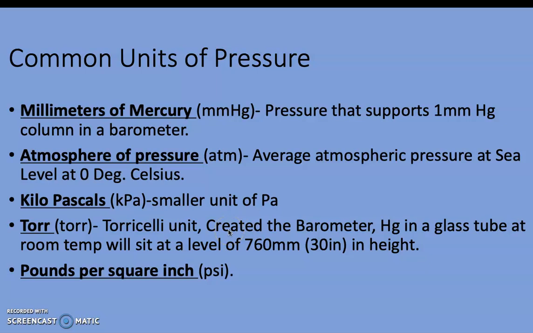Mercury in a glass tube at room temperature will sit at a level of 760 millimeters, which is also about 30 inches in height. That's basically what a torr is. We don't really use this one. I know we have millimeters of mercury, but torr is something that's used in the lab. I've used it on occasion in college, not really in high school. And the one that we're familiar with in the US, but it's not really used in science, is pounds per square inch, PSI.